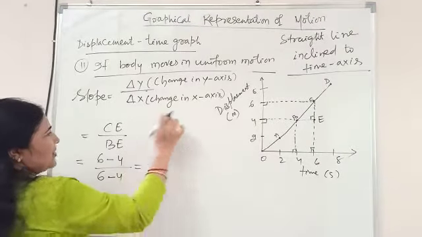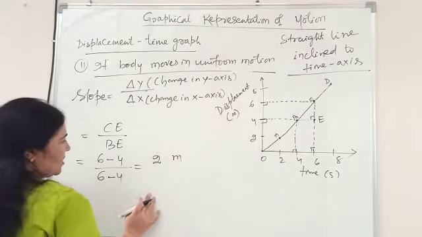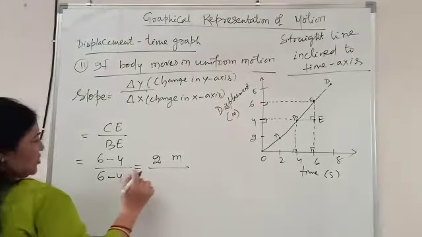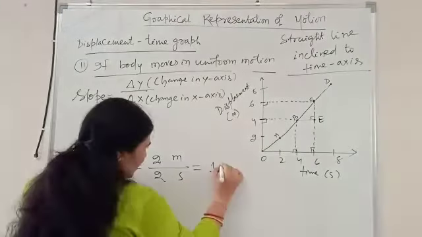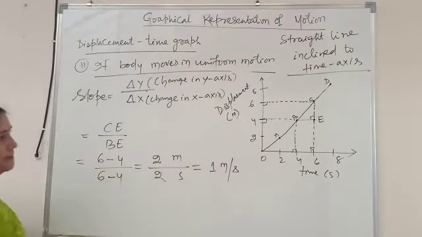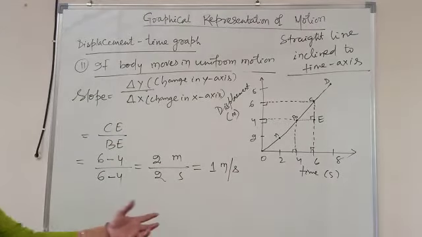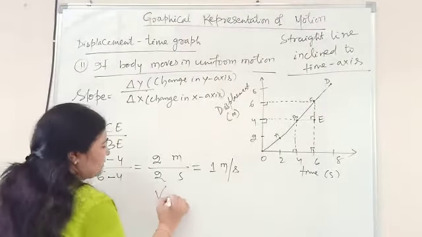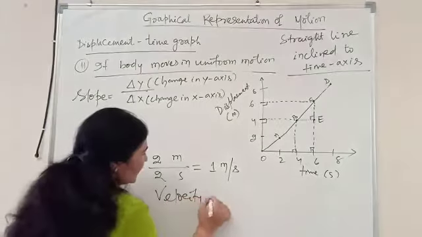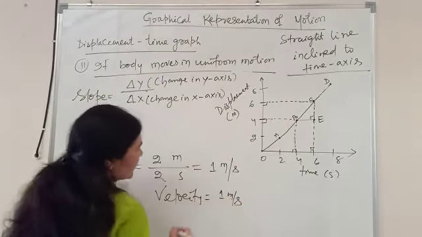So this is actually displacement, so this is 2 meter. And this is the time axis, so 6 minus 4 is 2 seconds. So this is 2 by 2, which is nothing but 1 meter per second. So this 1 meter per second is the velocity. So the velocity of the body is 1 meter per second.